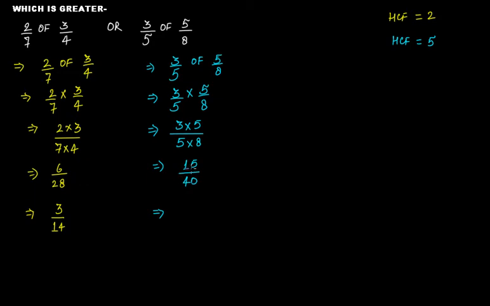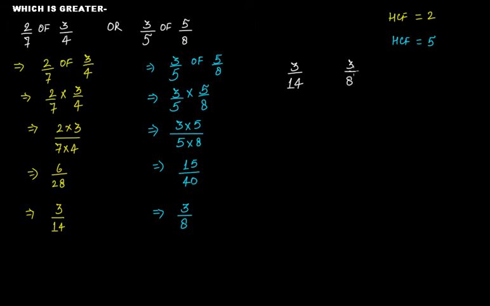So if we divide 15 by 5, what quotient you will get? You will get 3. And if you divide 40 by 5, what quotient you will get? You will get 8. Right? So 3 by 8 and 3 by 14, these are the two simplest form and the lowest form for these two fractions. Now we have to compare these two. This is 3 by 14 and this is 3 by 8.